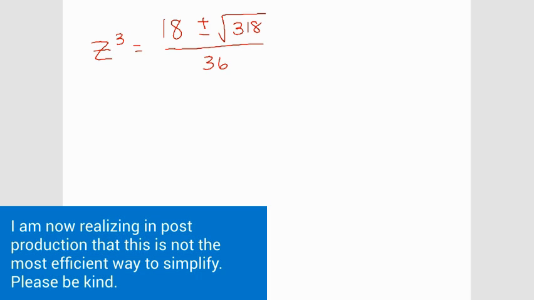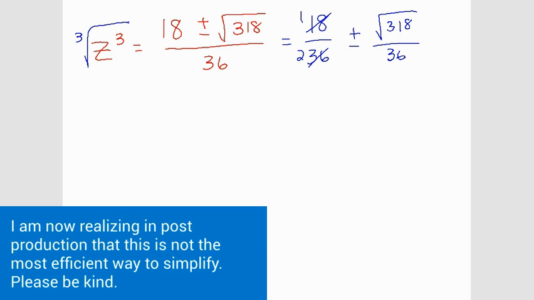Okay, so first of all, let's do this. Let's separate this into 18 over 36 plus or minus root 318 over 36, and then this can cancel to just be 1/2. Now we're going to go ahead and take the cube root. Initially, we'll just worry about the principal cube root, and we'll worry about the other cube roots at the end. So this just becomes z.